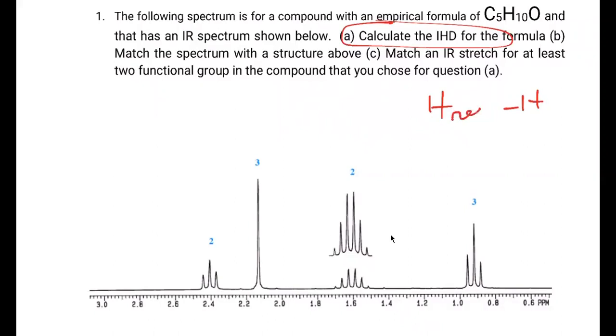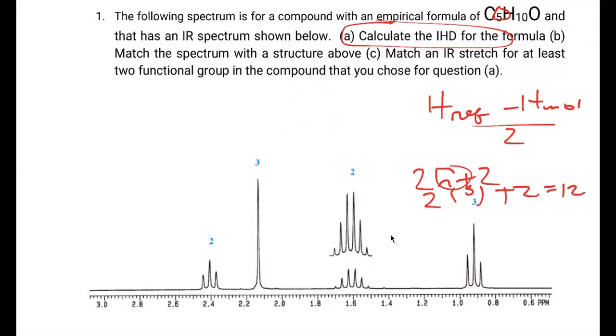H ref minus H molecule over 2, right? H ref is going to be whatever the number of carbons is. So 2N plus 2, you might remember this from part 1, where N is the number of carbons. So that's 2 times 5, 5 carbons, plus 2, that's 12. And then H molecule is what's here in the subscript, so that's 10. When you plug that into the equation, it's 12 minus 10 over 2, which is 1. What that means is that there's 1 pi bond or 1 ring present.